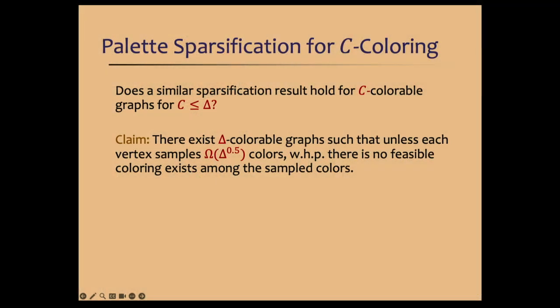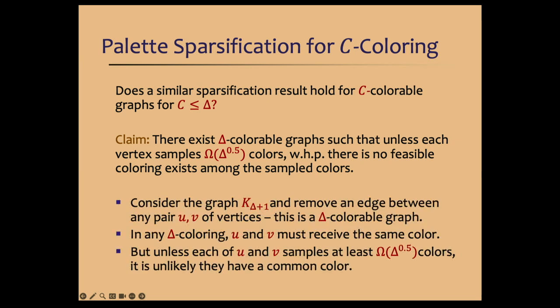Well, there are delta colorable graphs where, unfortunately, unless you sample square root delta colors at each vertex, this palette sparsification theorem is not going to hold. What is one such graph? Just take a clique on delta plus 1 vertices and take any two vertices u and v and remove an edge between them. Now it's delta colorable. u and v can be given the same color and you color the rest. But for the palette sparsification theorem to save you now, it better be that u and v had sampled a common color. And that is not going to happen unless they are each sampling omega of root delta colors. And notice that if you sample that many colors, then every edge is going into the conflict graph. The conflict graph will contain all the edges you had, so no sparsification is happening.